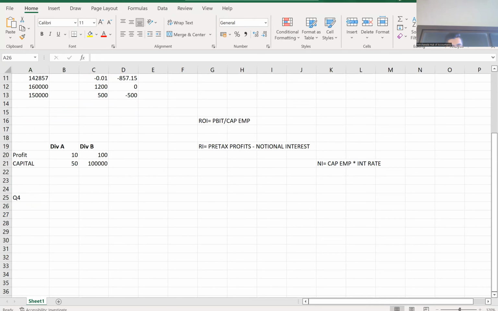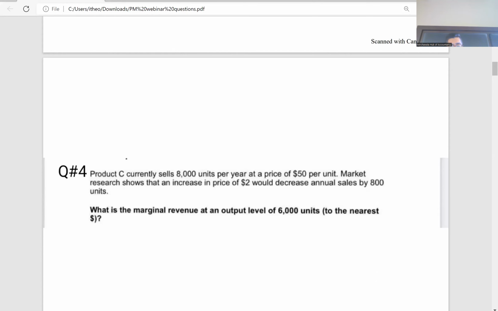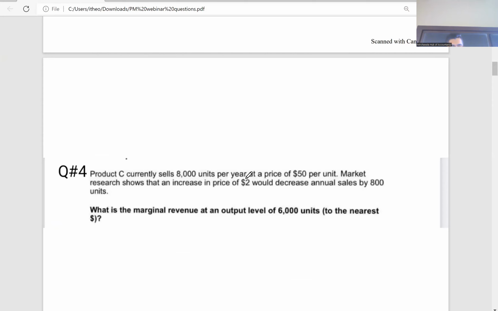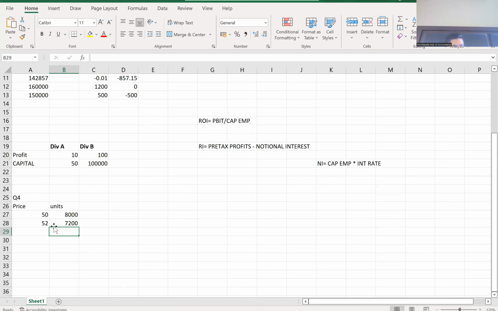What does this question number 4 say? It states the company currently sells 8,000 units at a price of 50. And an increase in price of 2 would decrease demand by 800 units. That means when the price increases by 2 and becomes 52, it falls by 800 units and becomes 7,200. So if you check the price, it increases by 2 becomes 52, and units fall by 800 becomes 7,200.